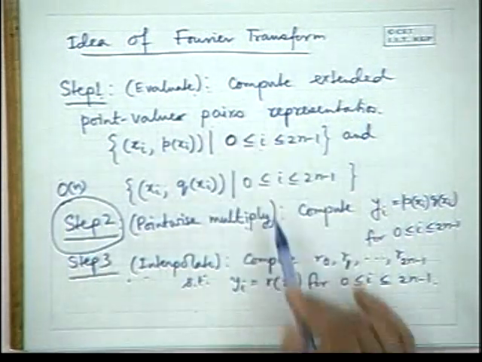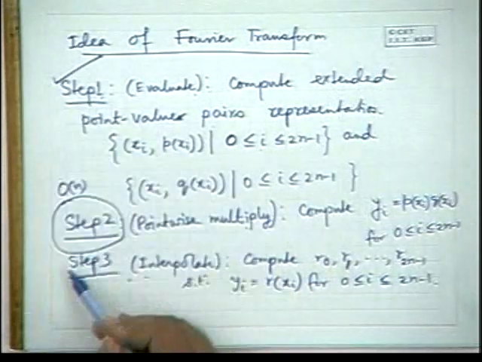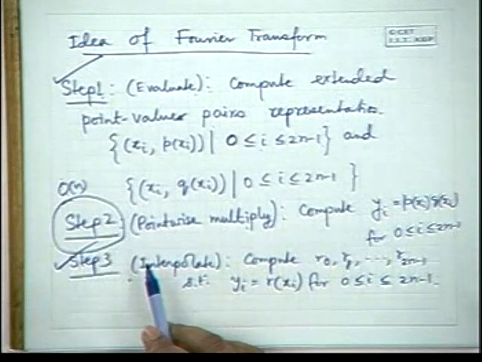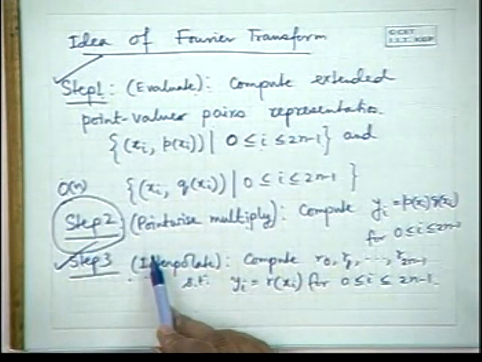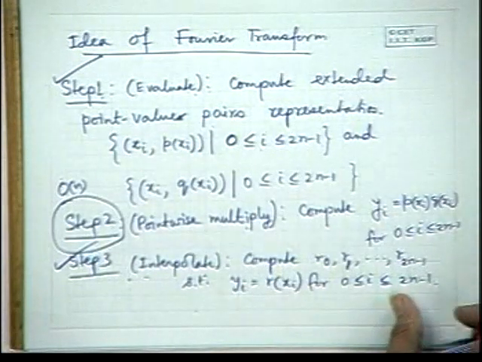So this entire thing right now can be done in order n square time. But if we can do step 1 and step 3 in order n log n time, the entire multiplication we can do in n log n time. And this is what is precisely done by this Fourier transform technique, that these two steps can be done in n log n time.